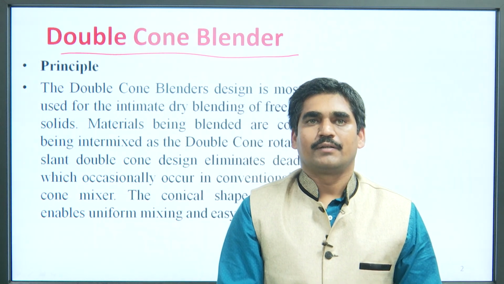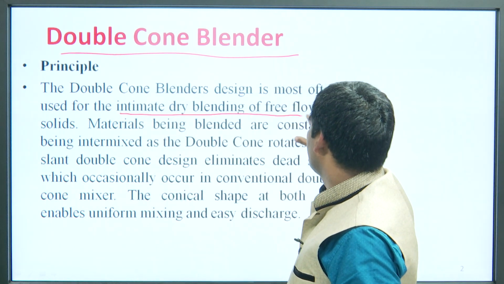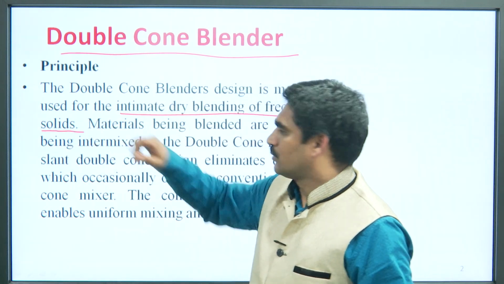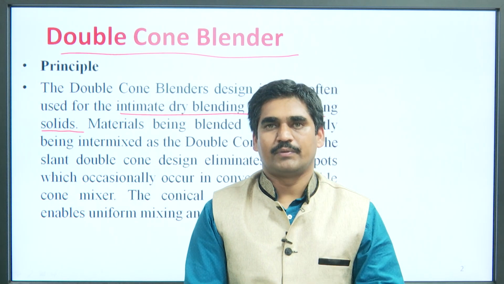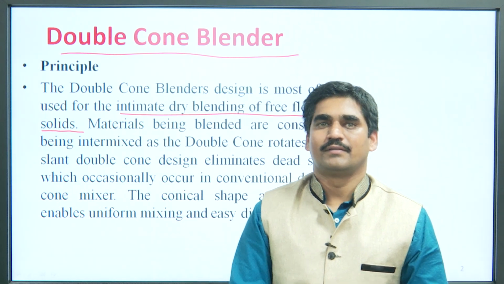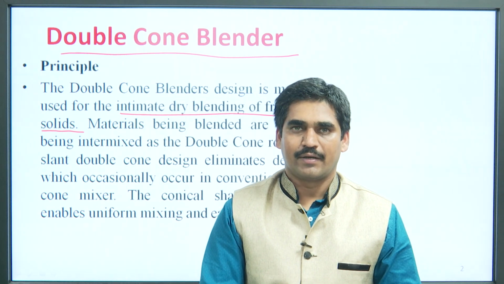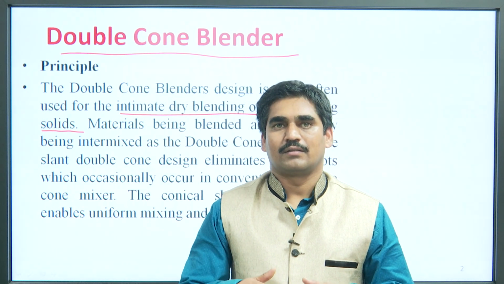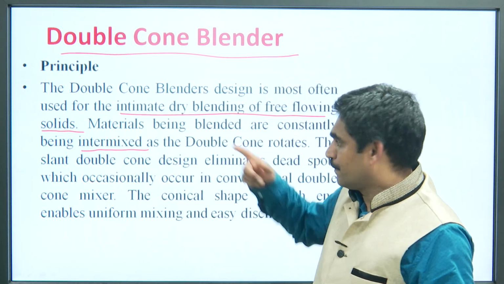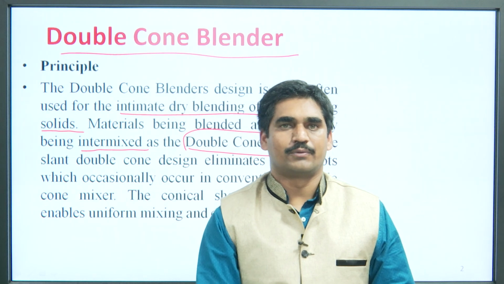Double cone blender is mostly used for the intimate dry blending of free flowing solids. Basically, this equipment is used for dry blending of freely flowing solid materials or solid powders. The materials which are blended in this equipment are intermixed. How? Due to the rotation of the double cone.